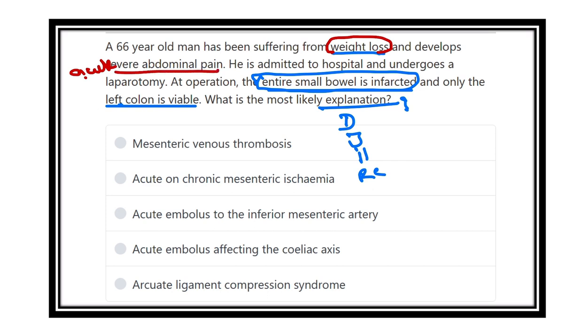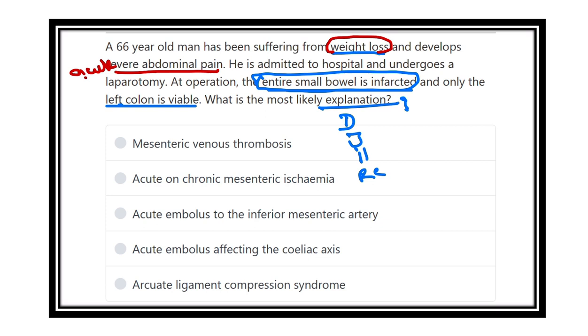So in this question, two portions are present. One is the chronic portion and another one is the acute condition. Weight loss requires a longer time to develop. On the other hand, there is severe abdominal pain, which is always acute. So it is an acute and chronic condition.